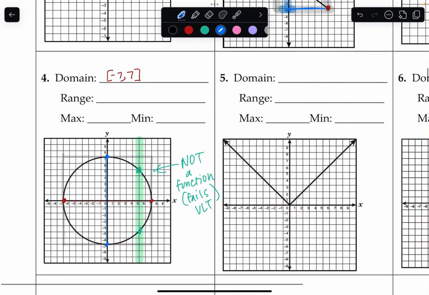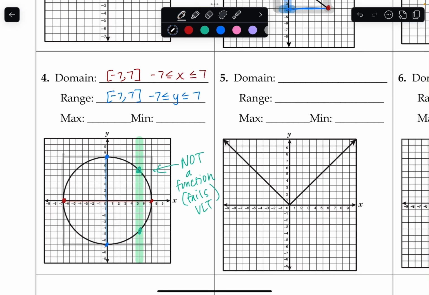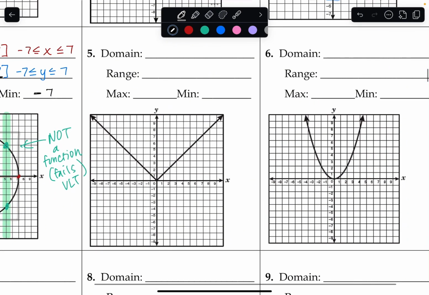And we need brackets. Okay, and so use your Y for range, use your X for domain. And then we have both our minimum and our maximum. Our maximum, is kind of in the wrong order, is 7. Our minimum is -7.